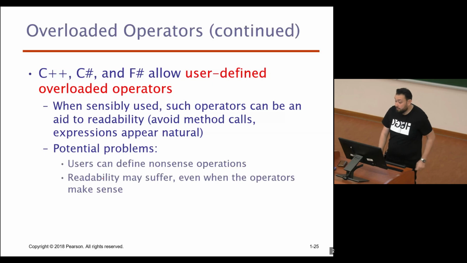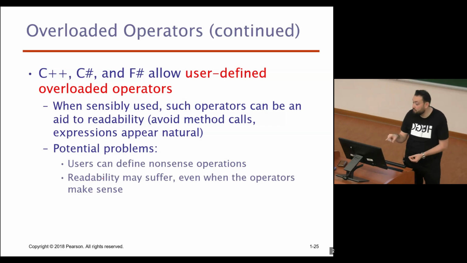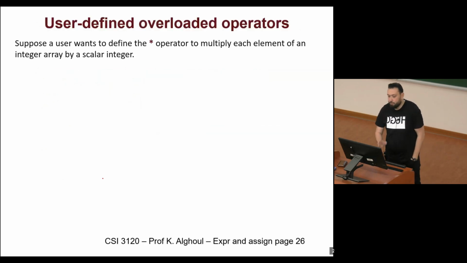Now, there's something called user-defined overloaded operator. The one that we gave an example of, like the AND, is already designed in C++. But there's something in C++ you can do called a user-defined overloaded operator. What do you mean? You can actually yourself transform the multiplication symbol to something else. You can do it yourself. Suppose the user wants to define the multiplication operator to multiply each element of an integer array by a scalar integer. Yes? Can you not do that in Python as well?